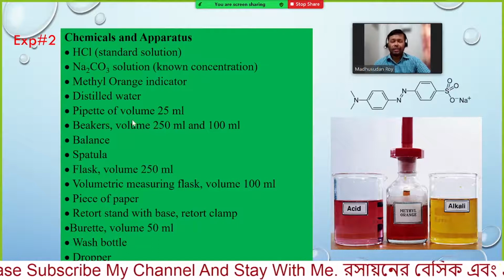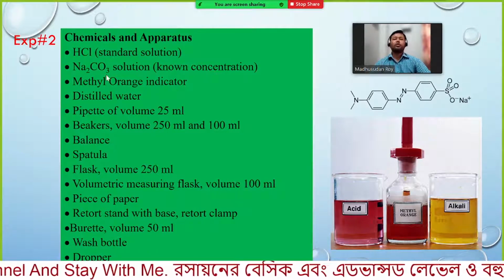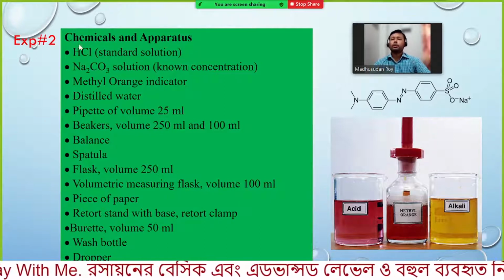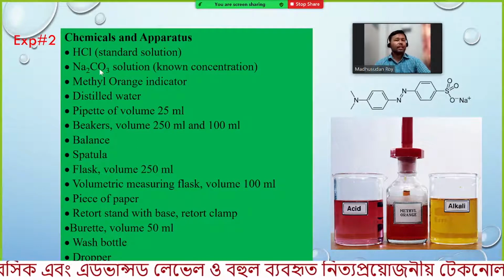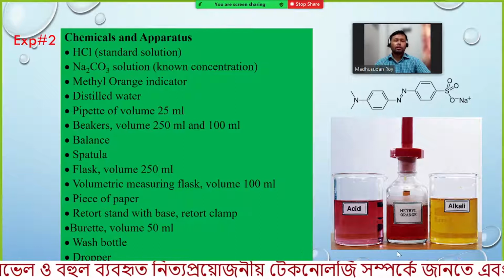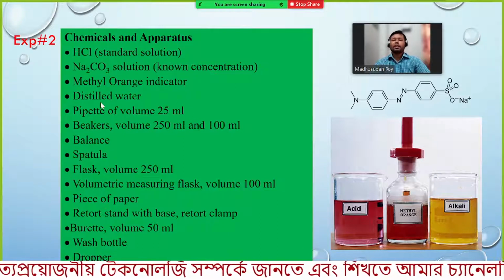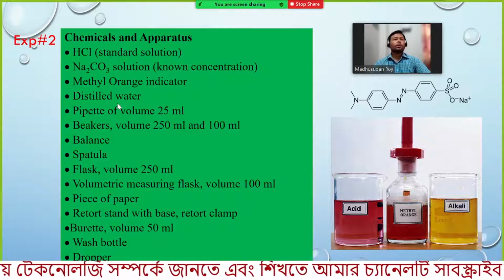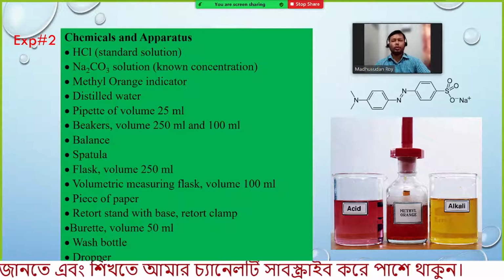So what types of chemicals may we need? As already mentioned, hydrochloric acid and sodium carbonate, because we want to do the titration of hydrochloric acid using sodium carbonate. Definitely we must have hydrochloric acid and sodium carbonate. Then what is the indicator? I have mentioned methyl orange indicator. Then distilled water. To dilute or to prepare the solution you must have distilled water.